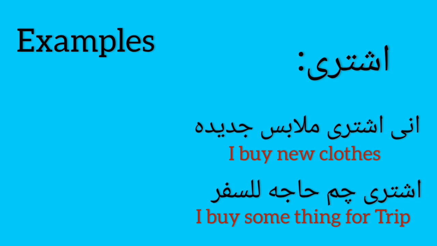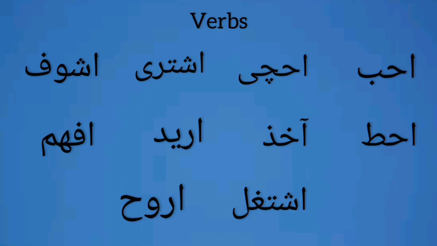أشتري كم حاجة للسفر. I buy something for the trip. Chem basically means how many. It's an interrogative pronoun. If you want to ask someone, for example, كم نفر إنتو, how many people are you, you can use chem. But in this context, it basically means some. I buy something for the trip. أشتري كم حاجة للسفر.